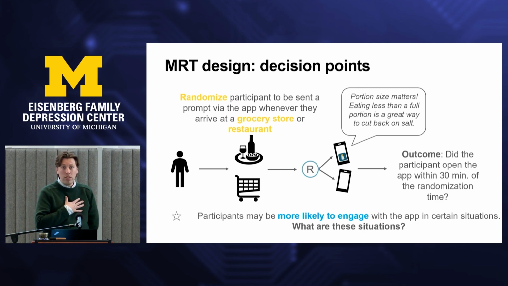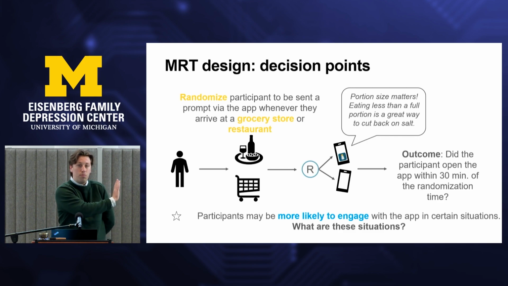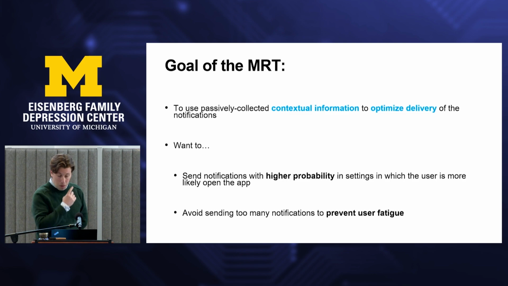So my goal is not the same as the full trial. My goal inside of my personalization is not to try and improve the distal outcome of sodium excretion, but just to try and improve your engagement with the app in the proximal time, okay? So my goal is to use passively collected contextual information to optimize the delivery of these notifications.